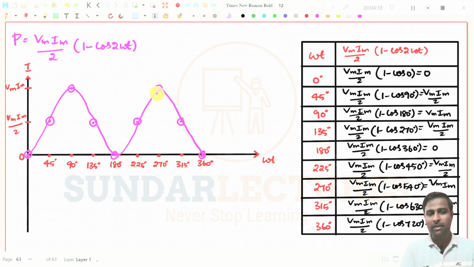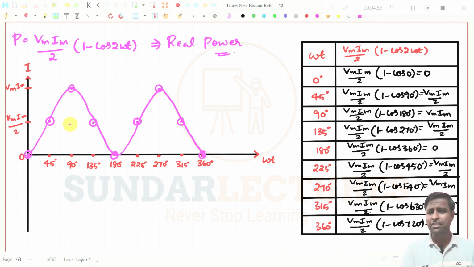all the powers are getting positive values. So these powers are all real powers. Real powers, which means these powers are delivered from source and absorbed by load. There is no power coming from load to source. That you need to understand very clearly, right?